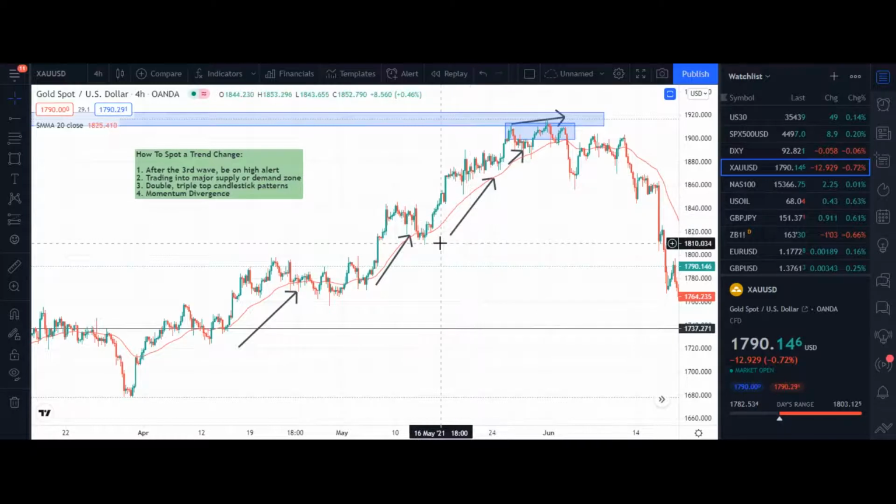Especially if you're looking at a high time frame, such as a 4-hour, you should be on high alert, because that means this trend has been going on for quite a while. So let's take a look. At the very top, we're at May 30th. The first wave starts at April 16th. So that's a month and a half of this uptrend. Chances are high that it's about time to reverse. So that's the first key: after the 3rd wave, be on high alert.